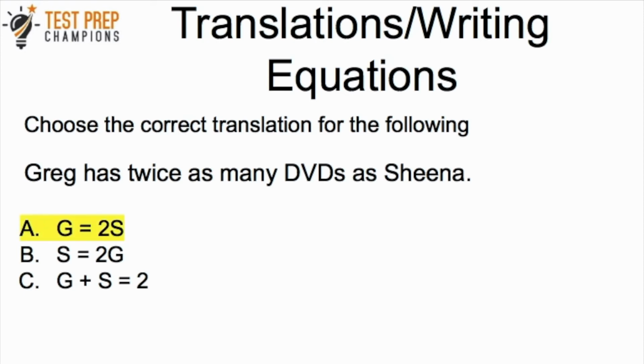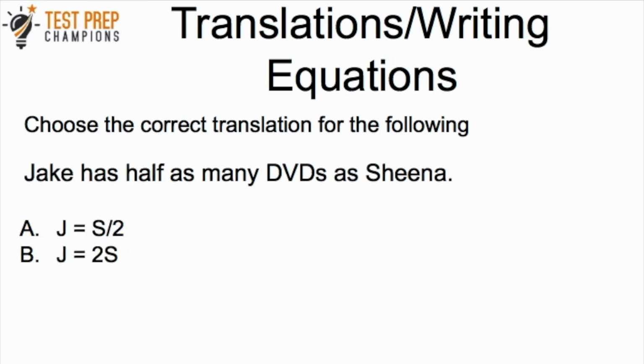Okay, so the correct answer here is A. So we're told Greg has twice as many as Sheena. So G equals 2S, right? Because it's told that he has twice as many as Sheena. Twice as many, that's like multiplying by 2. So G equals 2S.